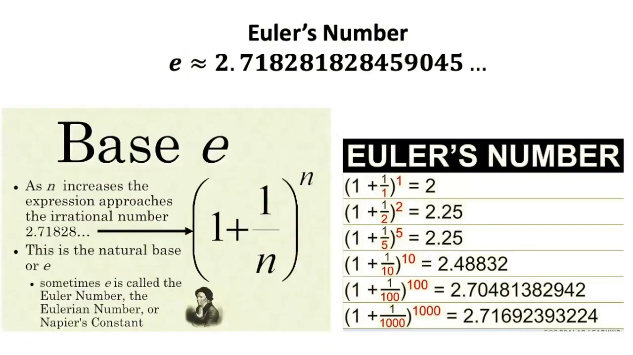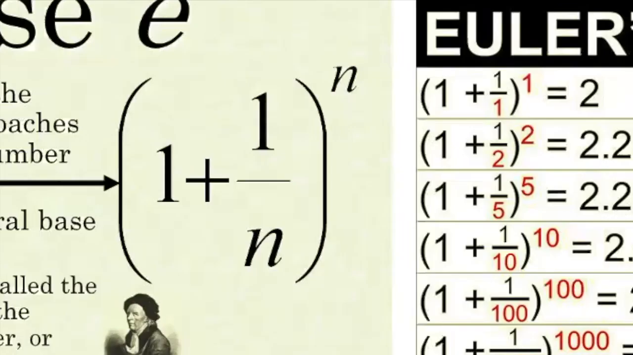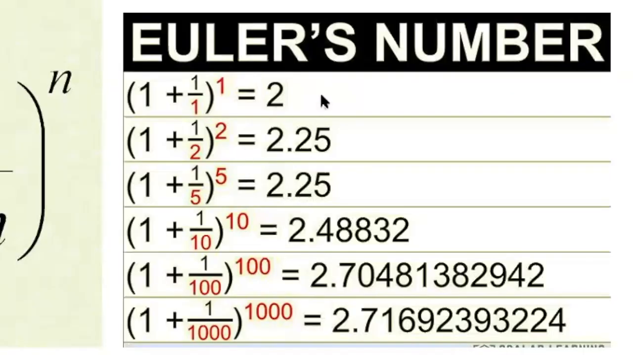One really important base that we use in mathematics is the base e. E is a number like pi. It's irrational. It goes on and on forever and never repeats. I put some digits of it up there. Where does this number come from? Well, it comes from taking the expression 1 plus 1 over n to the nth power and letting n get bigger and bigger and bigger, as you can see here on the right.